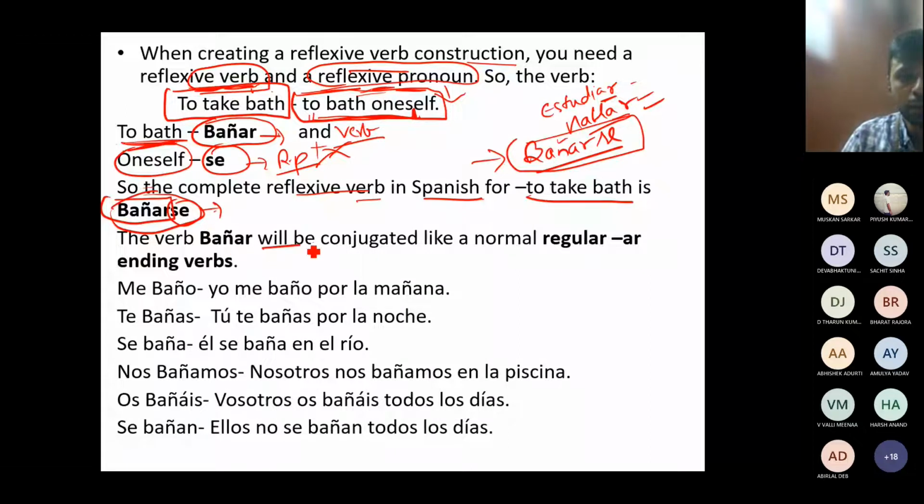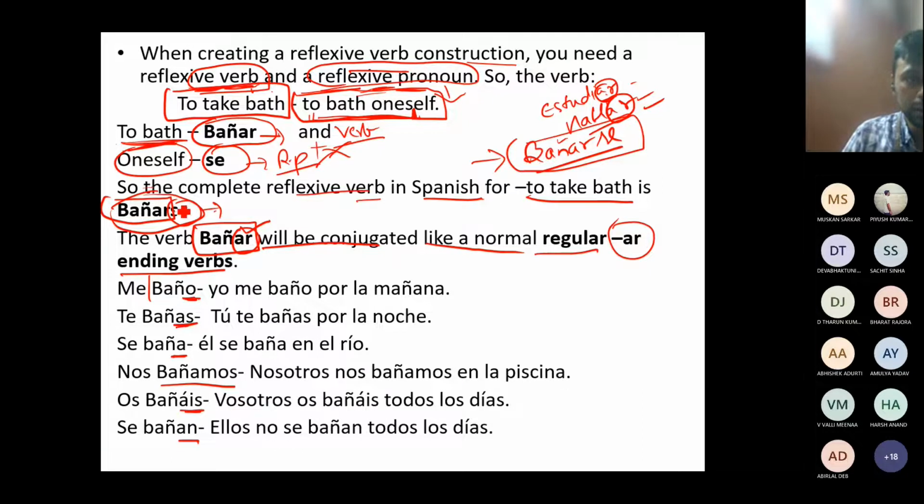So the verb bañar will be conjugated like a normal regular AR ending verb. So bañar is a normal verb which is an AR ending verb. So like estudiar or like hablar, you will conjugate the one verb bañar into different forms according to the subject. So if you see here the form baño, just look at this part, don't go to the other part. So baño, bañas, baña, first person singular, second person singular, third person singular. Then you have bañamos, bañáis and bañan. So we got all the 6 forms of the verb bañar. So that has been done.